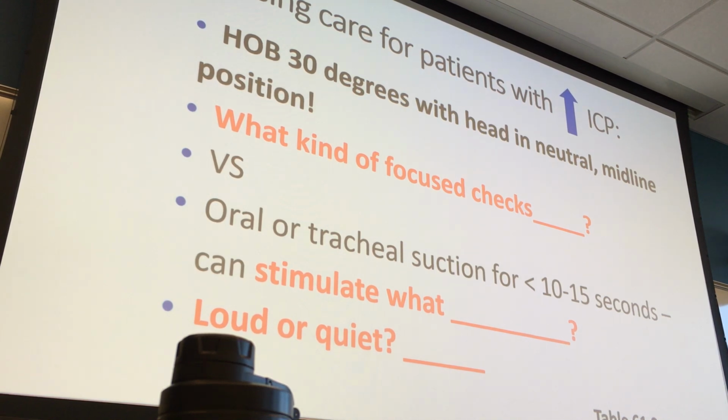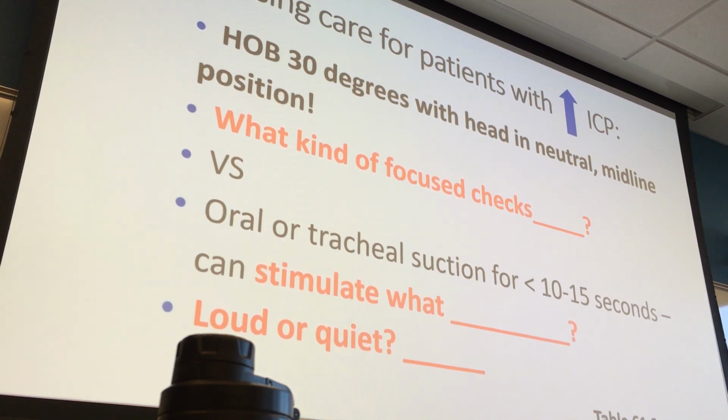This is what it's all about. This is your nursing care for your patients with increased intracranial pressure. These are very specific guidelines, and you see the hospitals really do this. They don't wave their hands, okay? The head of the bed at 30 degrees with head in neutral midline position. Okay, you will see that time and time again. What kinds of neuro checks? We've gone through those.